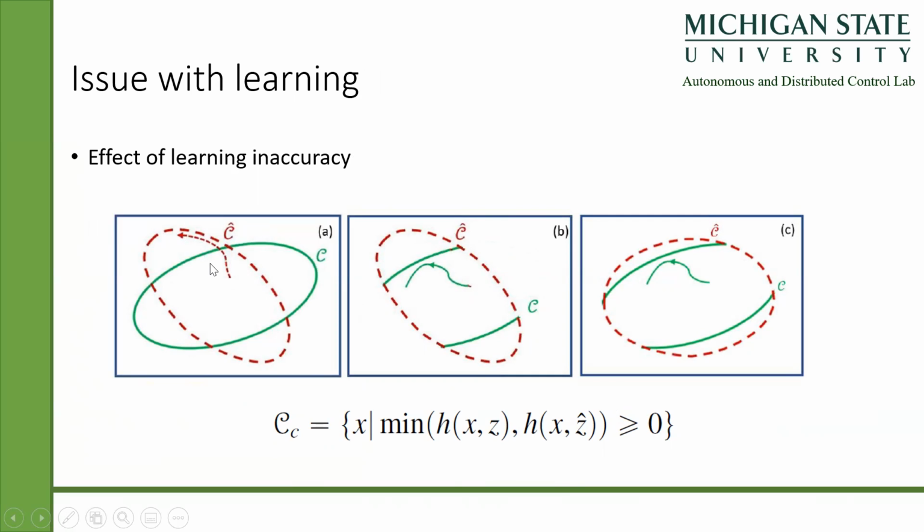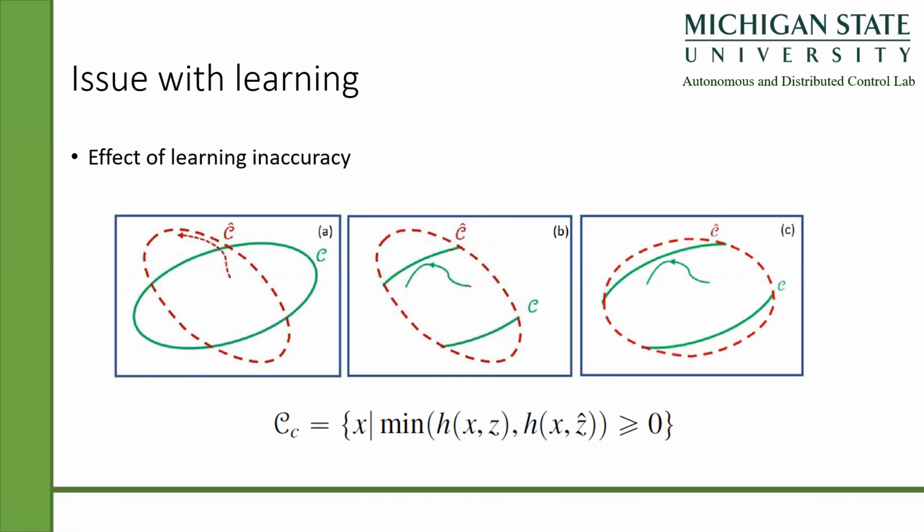However, due to learning inaccuracy, C hat might not be exactly C, and we have some sort of error. If we directly use the barrier function to make sure C hat is forward invariant, the original safety boundary might still be exceeded. So the idea here is to ensure forward invariance of a subset of C hat such that the boundaries of C are not exceeded. Then as the learning improves, C hat converges to C. The subset we are working on is actually the intersection of the safe set and its approximation.